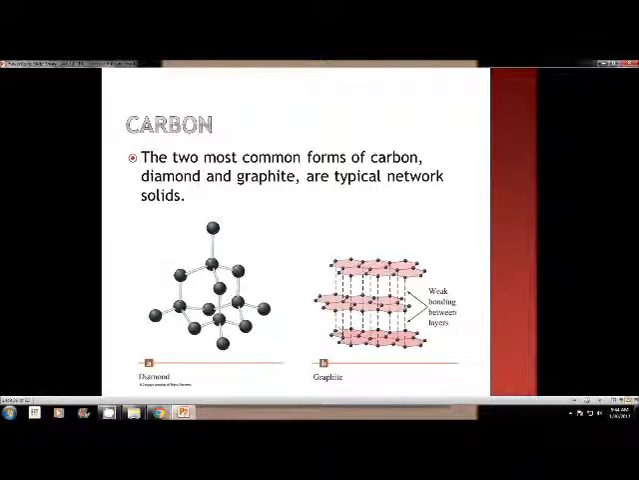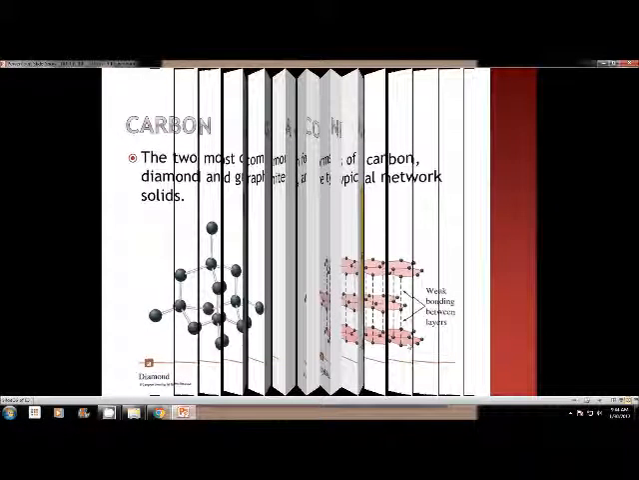Graphite, on the other hand, has the carbons held together by atomic bonds in sheets, and each sheet is connected by weak intermolecular forces. Their difference is because of the intermolecular force happening there. And that's why graphite is a lot weaker than diamond.